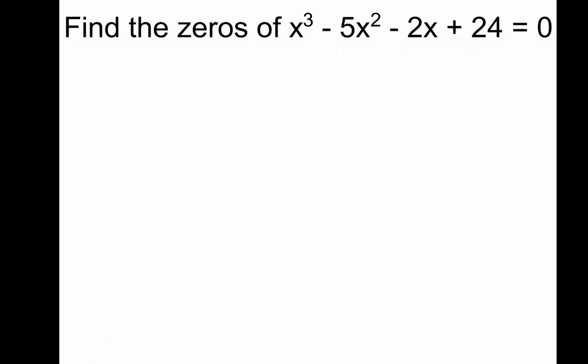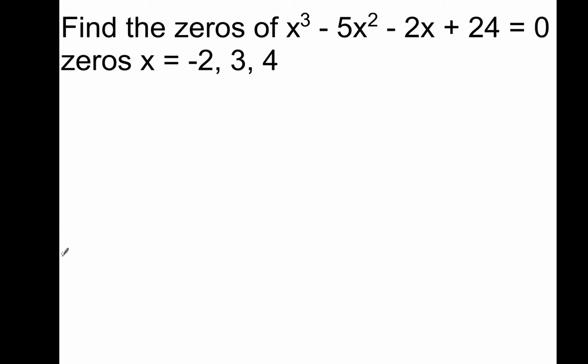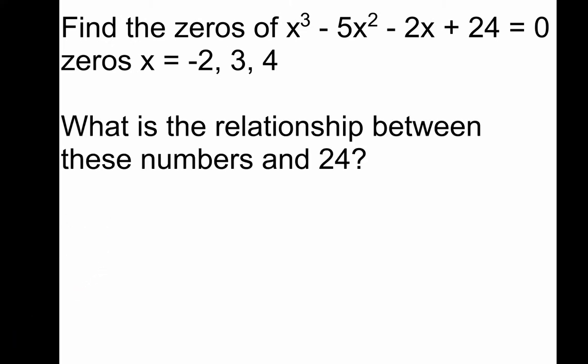So with those being the zeros, I want you to think about what is the relationship between these numbers and 24. So -2 times 3 times 4 gives you -24. And what you'll notice is that these numbers are all factors of 24, and that's not just a coincidence.